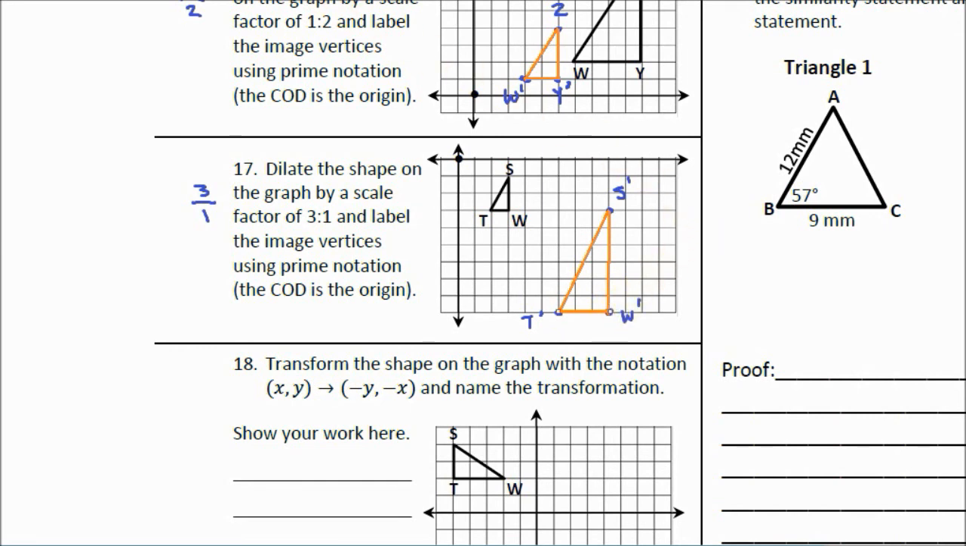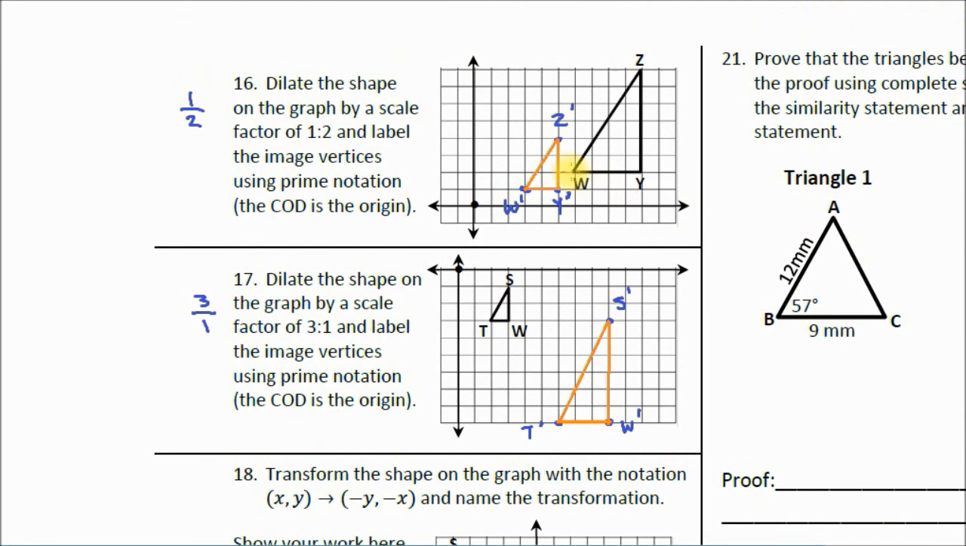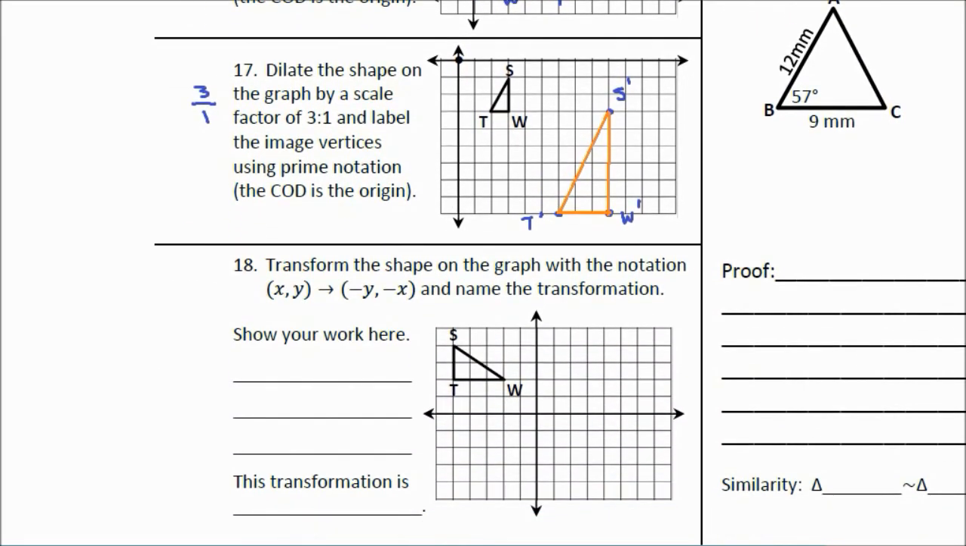Now, if you want to do a quick math check on that, take a look. TW is 1 unit. T prime W prime is 3 units. That's good. It's 3 times as big. SW is 2 units. S prime W prime should be 6. 1, 2, 3, 4, 5, 6. So you can even verify. In fact, take a look at our original one, number 16. WY was 1, 2, 3, 4. Half of that is 2. W prime Y prime is just 2. And then Z to Y is 6. Z prime to Y prime is 3. That's also half. So we can just visually verify that our triangle looks half as big in 16, 3 times as large on number 17.